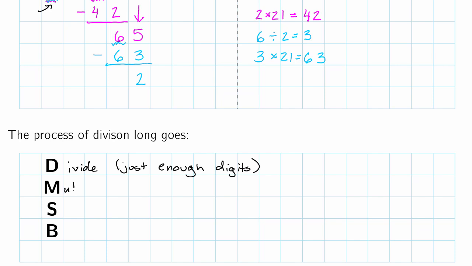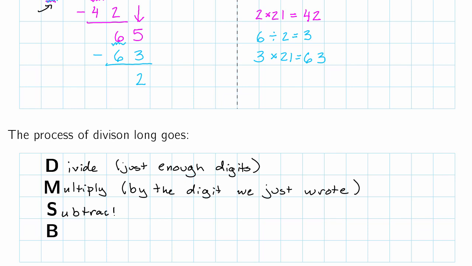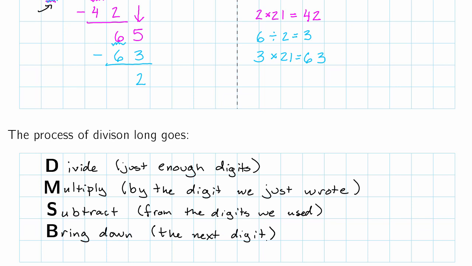We multiply by the digit we just wrote. We subtract that product from the digits that we used. And then we bring down the next digit. And again, there are things that can go wrong in these steps just because when we're doing arithmetic with numbers, we sometimes have to deal with borrowing and carrying and all that fun stuff. But that's the basic process.